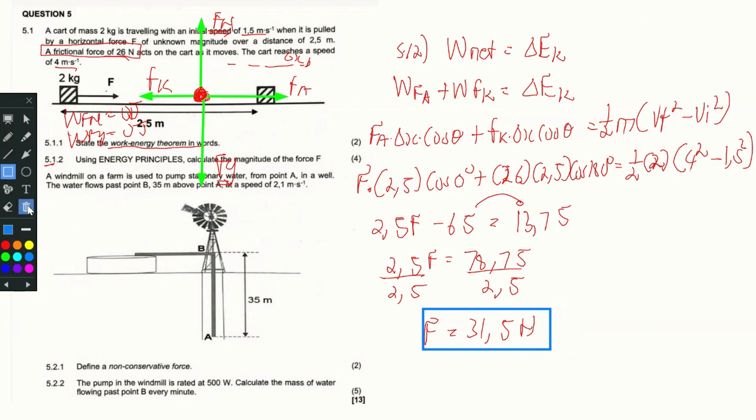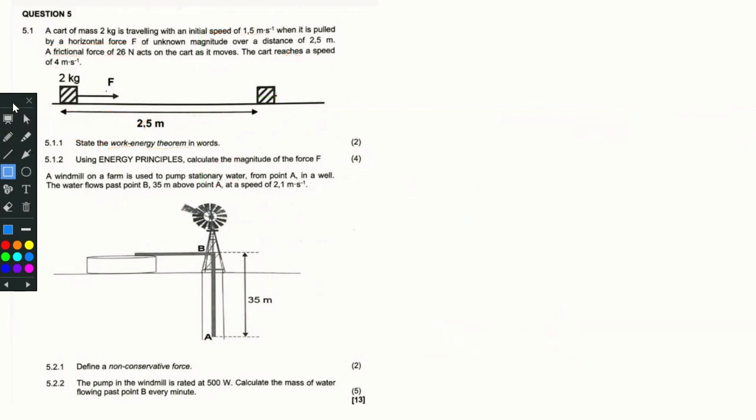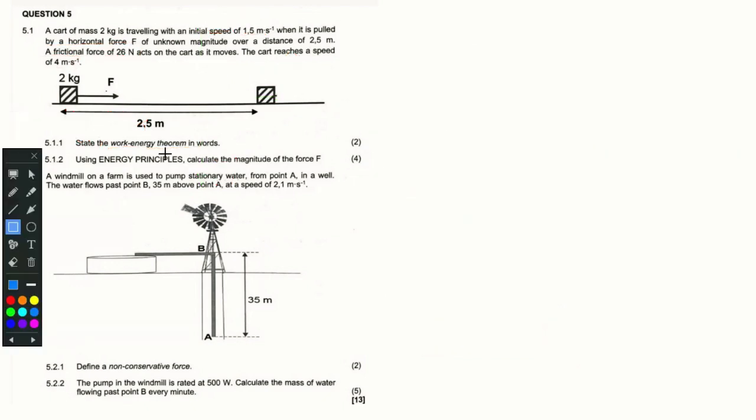Okay, then let's proceed. They say a windmill on a farm is used to pump stationary water from point A in a well. The water flows past point B, 35 meters above point A, at a speed of 2.1 meters per second. Then 5.2.1 says define a non-conservative force. So what is a non-conservative force? Do not be lazy to define, right? So define it as many times as possible until it always rings in your mind, right?